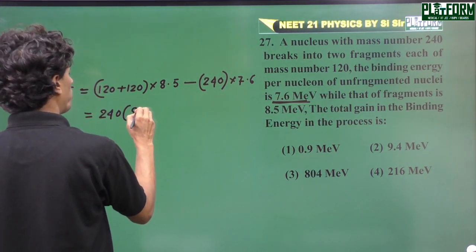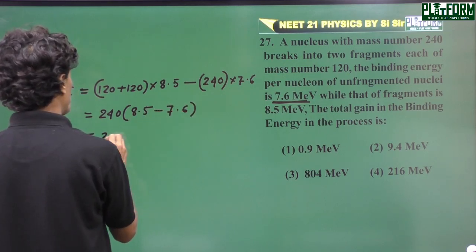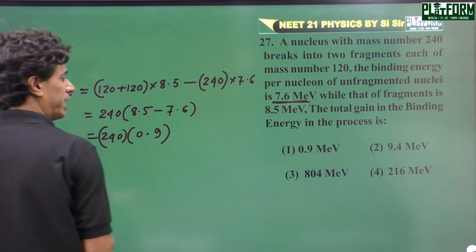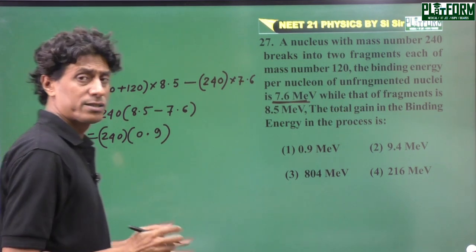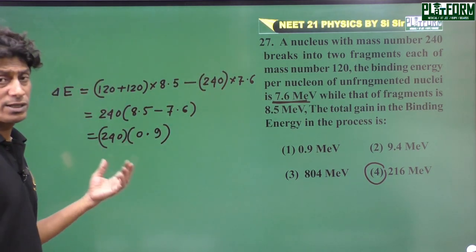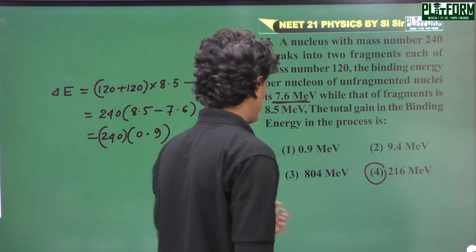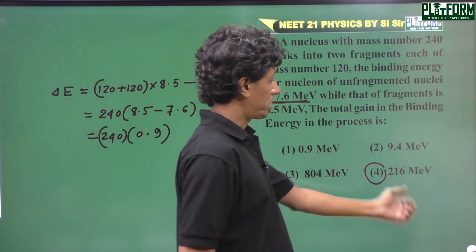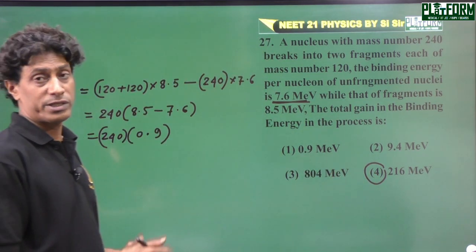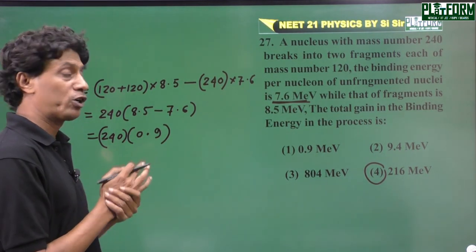240 into (8.5 minus 7.6), and it is 240 into 0.9, so 90% of 240. I think 4 is the correct option here. Don't calculate this, you just apply simple mathematical logic. 90% of 240 is 216 MeV, so the right option matches with 4, and this problem is based on atoms and nuclei, you know.